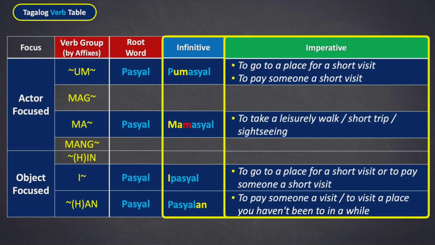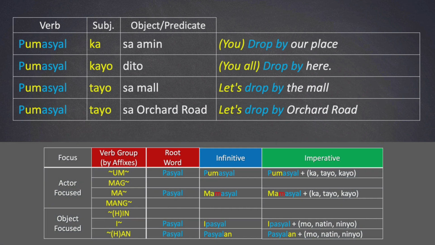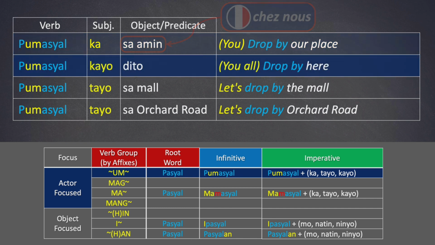Let's take a look. Let's start with pumasyal, to go to a place for a short visit or to pay someone a short visit. Pumasyal ka sa amin. Drop by our place. Sa amin means our place. You will remember that sa is the preposition equivalent to in, on, at, for, etc. Amin is the pronoun our. Sa amin is the same as the French chez nous.